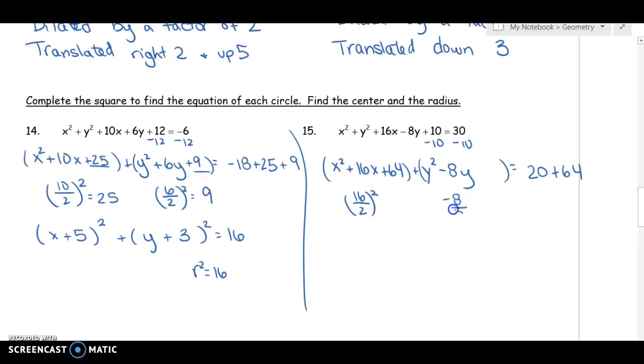Negative 8 divided by 2 quantity squared, that's negative 4 squared, that's positive 16. So you're going to add 16 to this side as well. Now you're going to factor these. Okay, look at the number inside of the parentheses before you squared it. It's 8. 16 divided by 2 is 8. So you're going to have x plus 8 quantity squared. With the y, negative 8 divided by 2, that's negative 4. So we're going to have a minus 4 quantity squared. Equals, and when you add all this up together, you get 100.